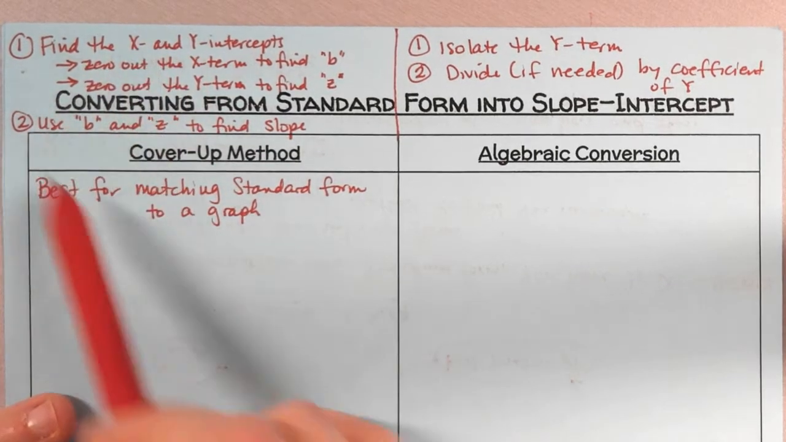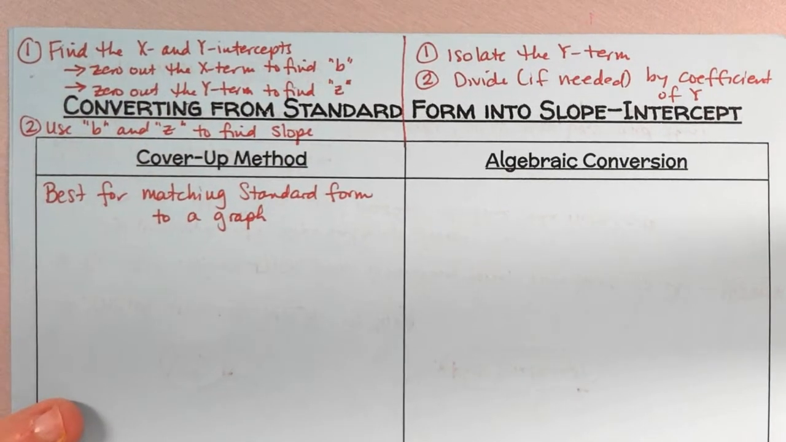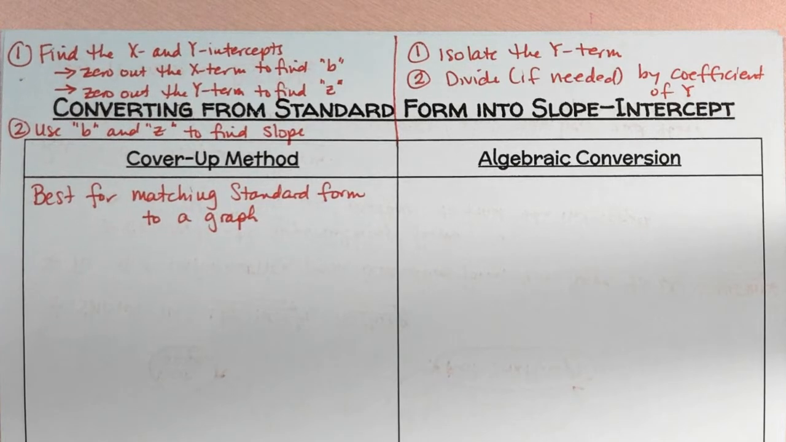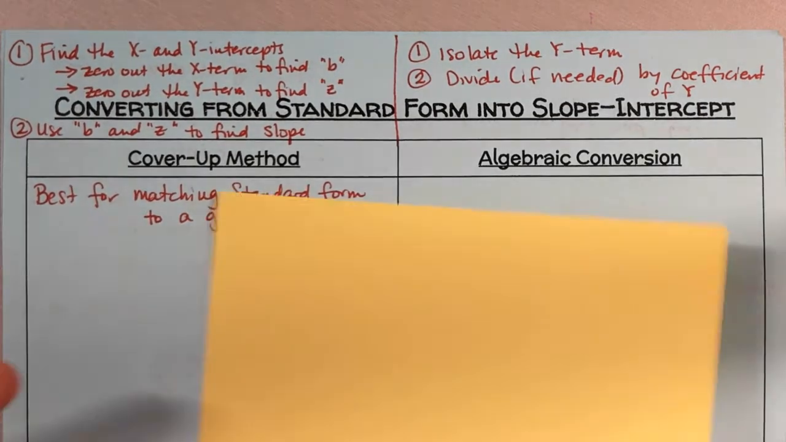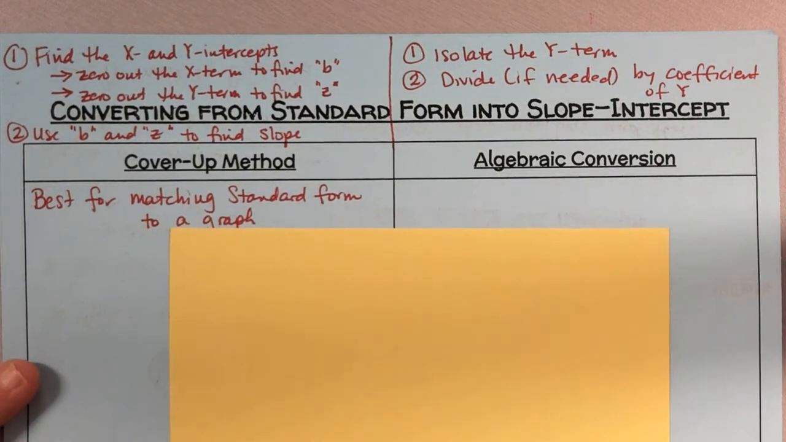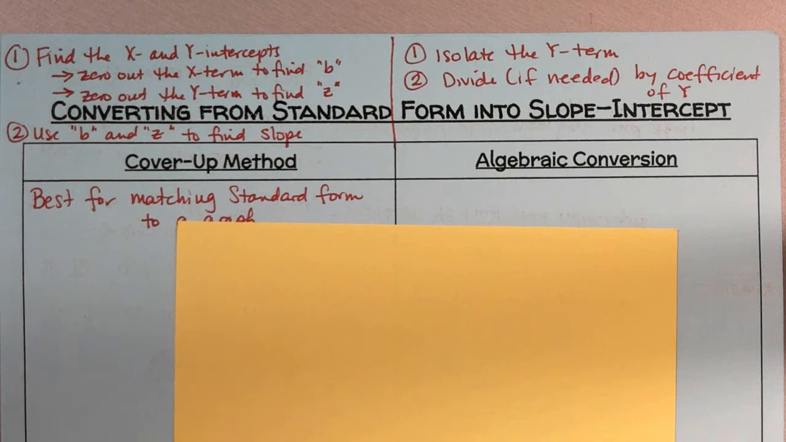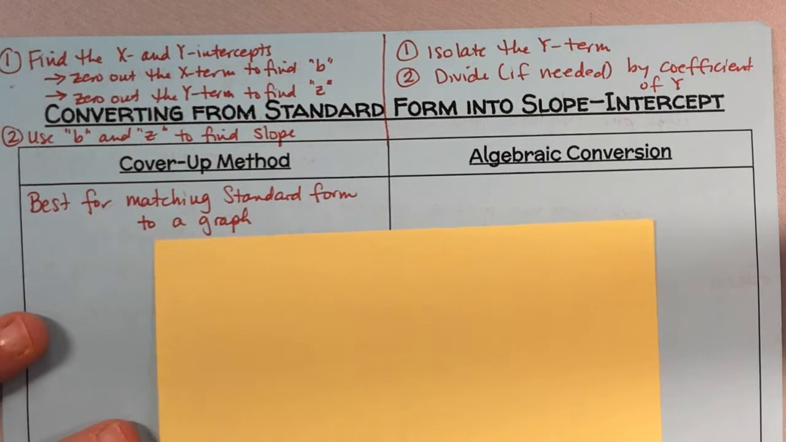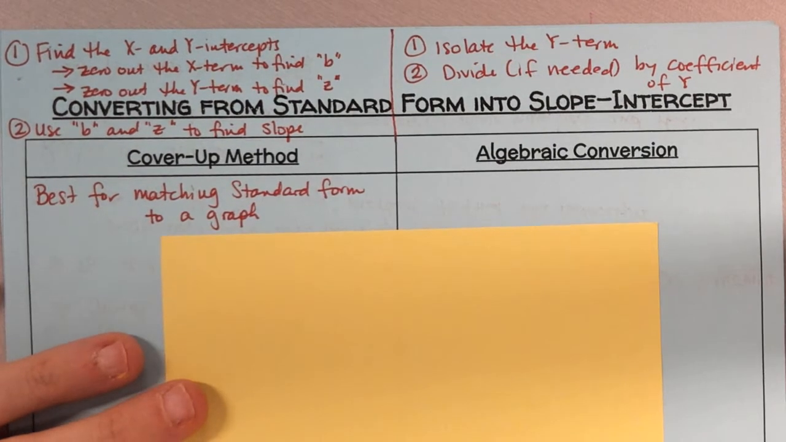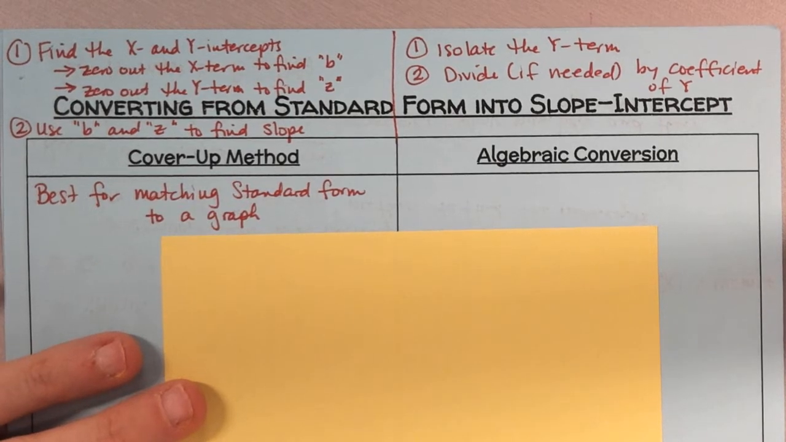So, the way the cover-up method works is we find the intercepts, and then we use them to find the slope. Now, I'm going to do some examples. I don't want you writing anything, because when you guys write stuff down, you focus more on copying everything than on actually paying attention. We'll pause it. You can write it down later, but I want you to pay attention to what I'm doing for now. Okay?